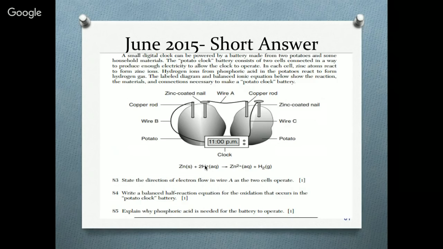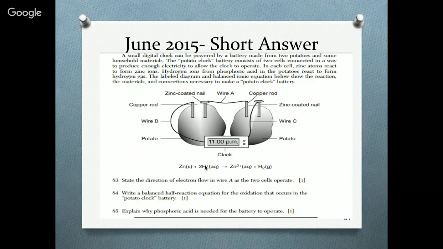All right, next, 83, state the direction of electron flow. It's from June 2015, as the cell operates. What you want to do is remember electrons always flow from anode to cathode. So you have to look on Table J to figure out which one is the anode and which one's the cathode. Zinc's higher up, so zinc is the anode. Electrons flow from zinc to copper.